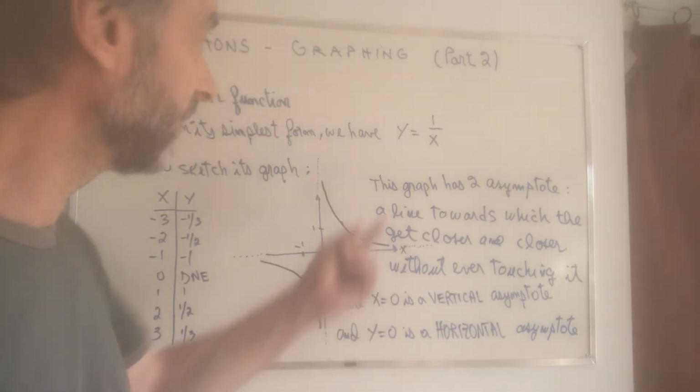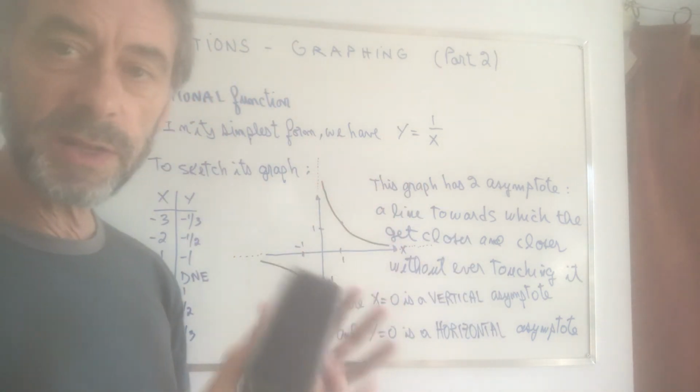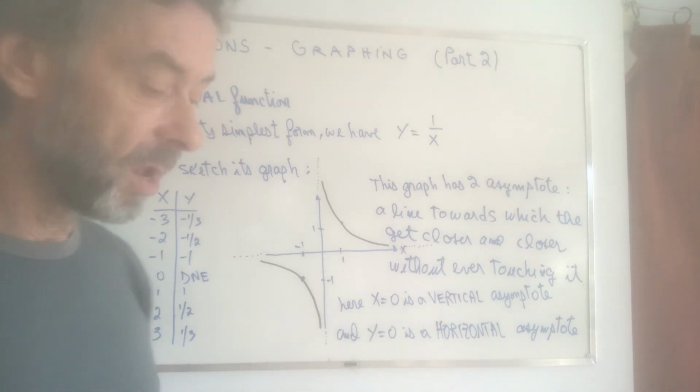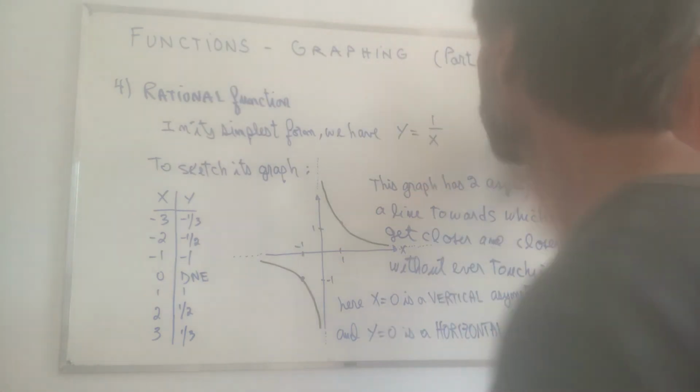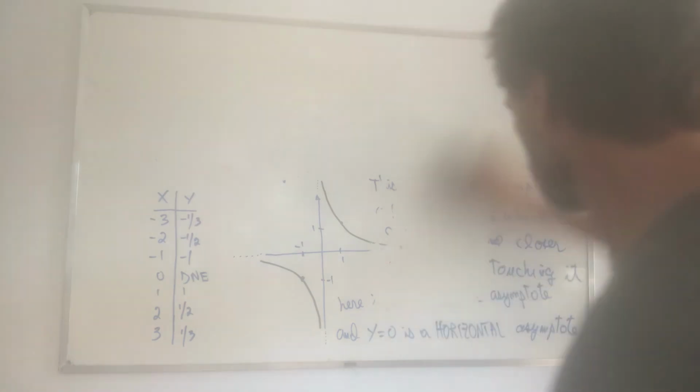Now, like I said, this is the limited version of the rational function. 1 over x can actually be made to be more interesting. We can beef it up a little bit. And here's how we're going to do that. So let's get rid of all this.